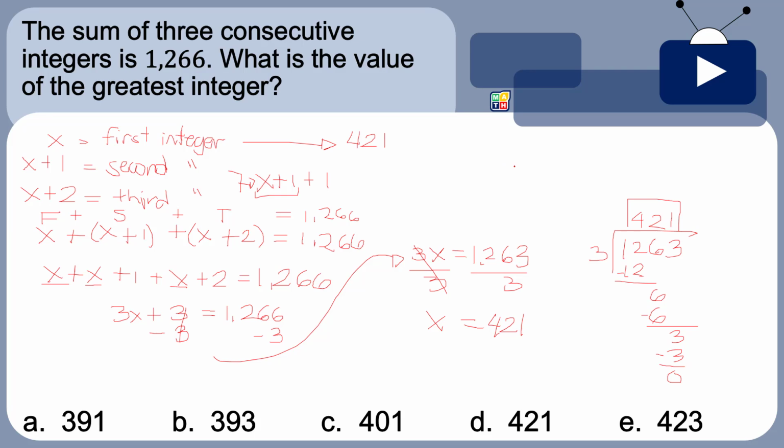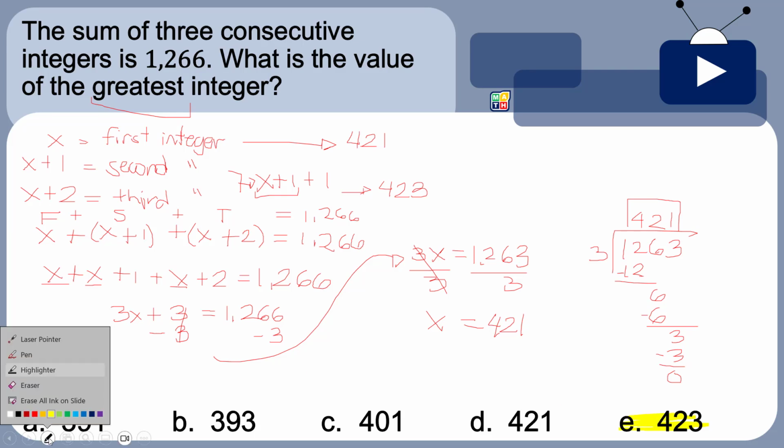Take note that the question is the greatest integer in this problem. So, it still depends on the situation. What if the question is, what is the value of the first integer? So, you're good already with 421. If the question is second integer or the third integer, it differs now. Let's go to the third integer. That's your question. Third integer is x plus 2. So, 421 plus 2 is 423, and it's here. So, luckily, our answer is on letter E, 423.